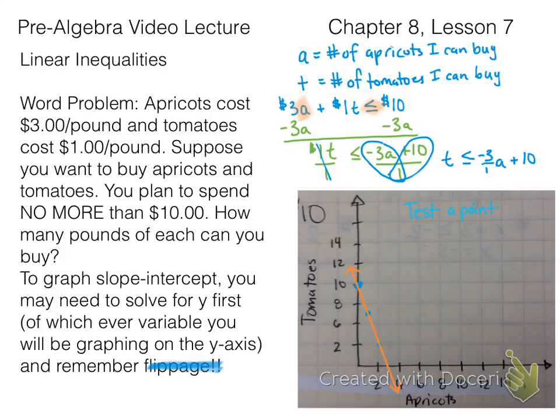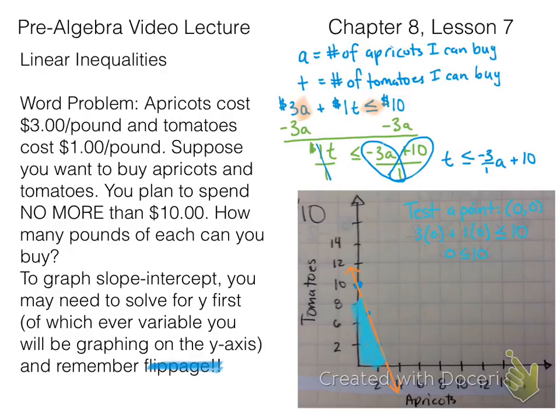Now, again, since 0, 0 is not on my boundary line, I can totally use it to test. So the thing is if I don't buy any apricots and I don't buy any tomatoes, I haven't spent any money. I haven't spent any of my $10. So basically, I should probably get a true statement because it means I spent less than $10 if I didn't buy anything. All right, so I end up getting this part shaded, and that's my answer.